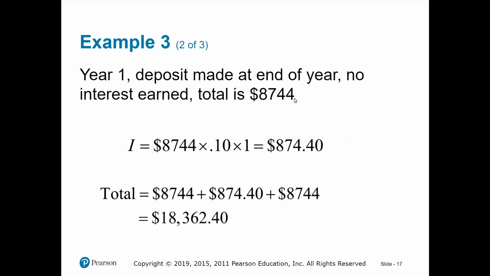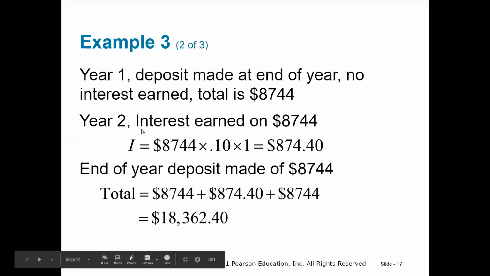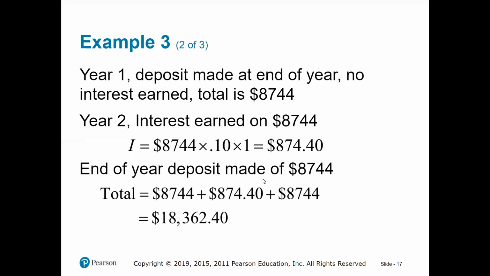The total is $8,744. So then there was a 10% interest, which is $874.40. So that total is now going to be 8,744 plus the 874.40 plus another 8,744 to make the end of year 2 $18,362.40. Oh, sorry guys.